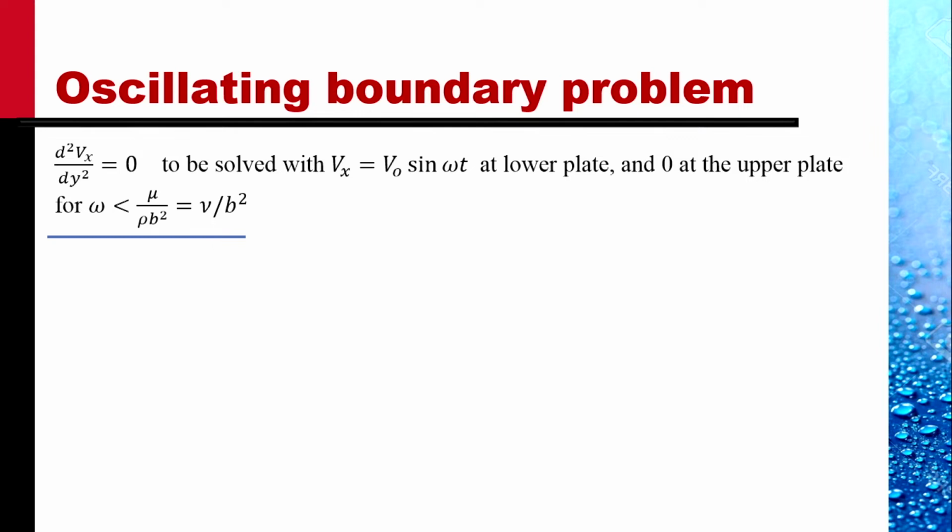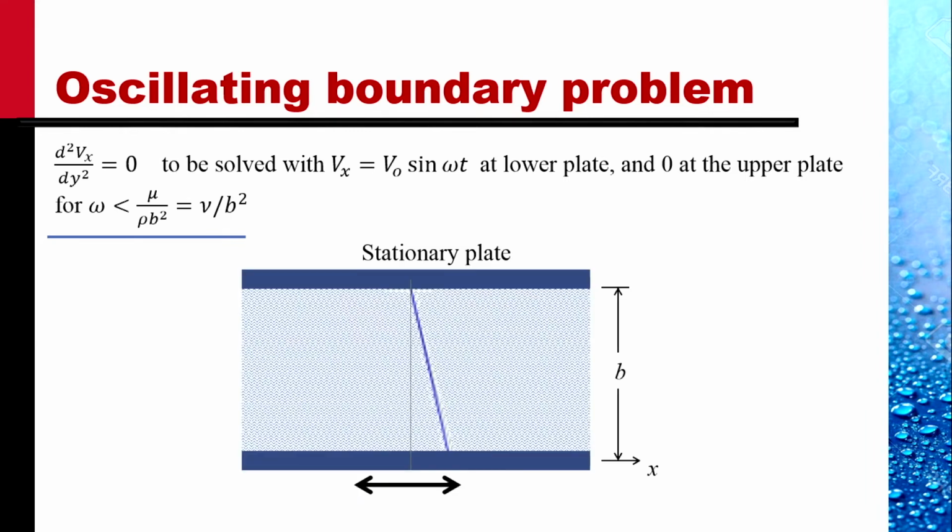So, for omega less than mu divided by rho b square, or in terms of kinematic viscosity, omega less than nu by b square, kinematic viscosity divided by the distance between the plates squared, we get a solution like this. This equation with this boundary condition will give you what appears to be a quasi-steady solution.